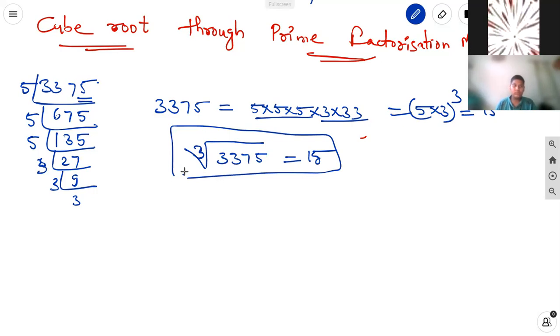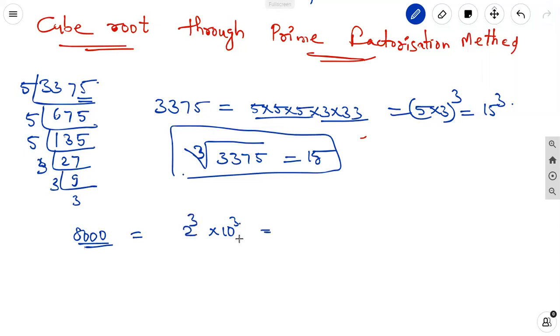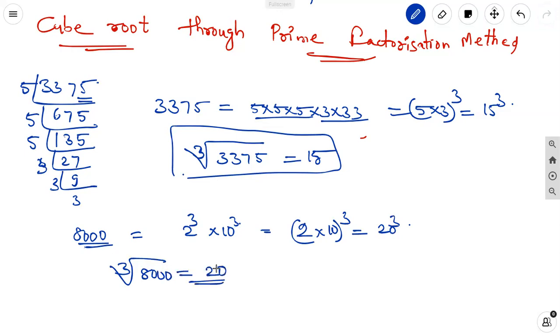Okay. Next, here one more problem. 8000 is there. 8000 means we know it. 8 can be written as 2 cube. Again 8 into 1000 is 8000. So 2 into 10 whole cube is equal to 20 cube. So cube root of 8000 is equal to 20. This is the way we find the cube root through prime factorization.